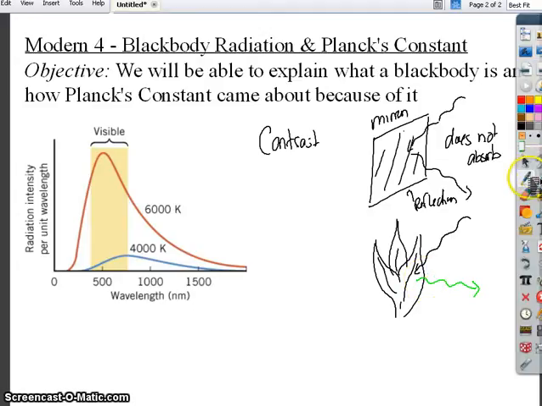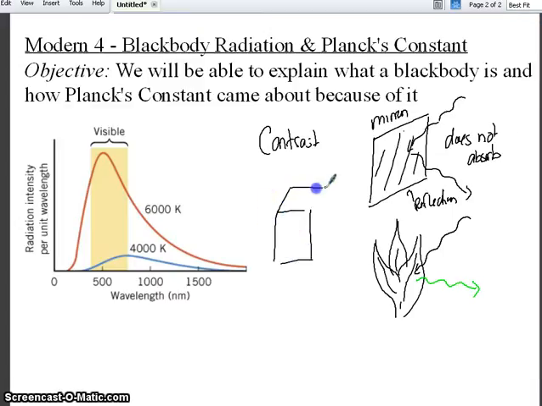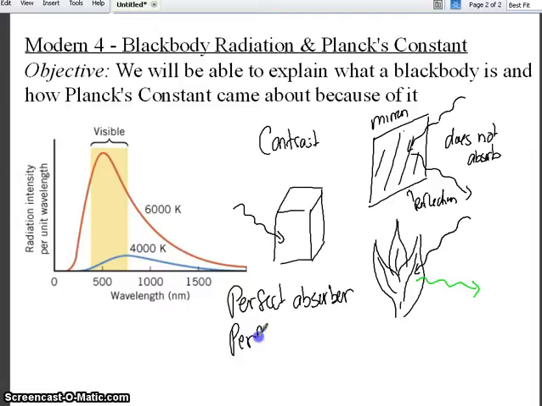So now take a black body. I'm going to draw it as a square. A black body is a perfect absorber. Energy goes in and it absorbs it perfectly. It's also a perfect emitter. So if it absorbs it, it can also emit the light.